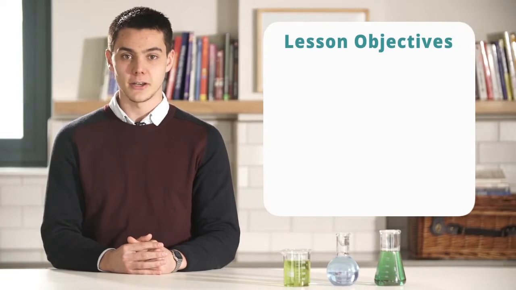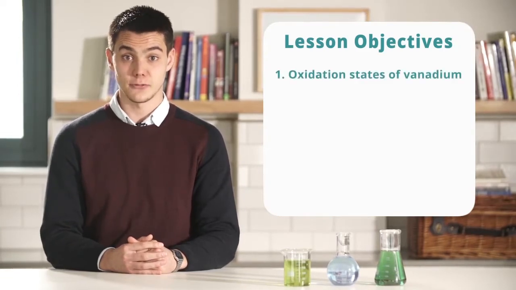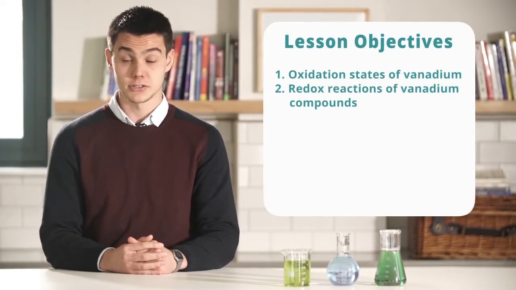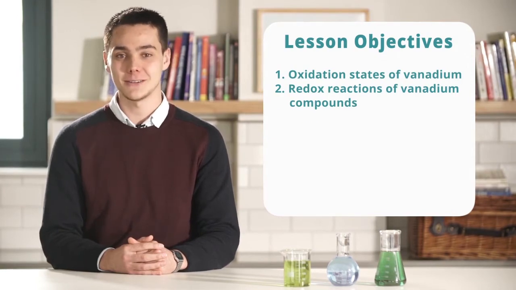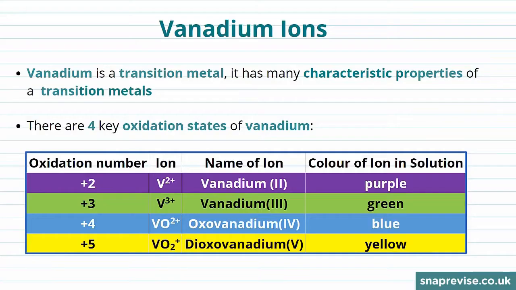Hi guys, in this video we're going to look at the oxidation states of vanadium, the redox reactions of vanadium compounds, and then finally we're going to summarise. So vanadium is a transition metal, and it has many of the characteristic properties we've learnt about in other videos on the transition metals and their characteristics.